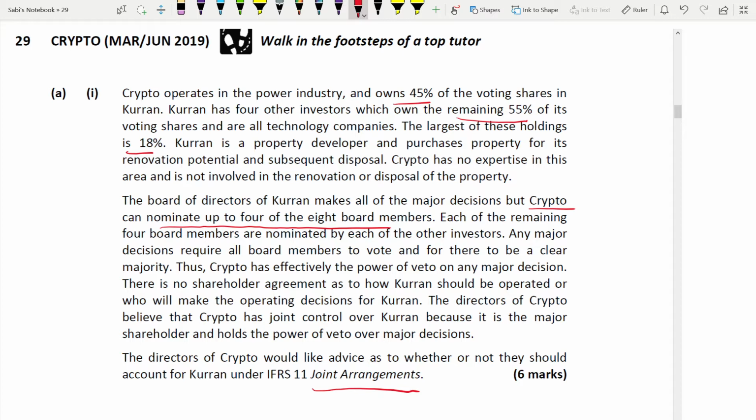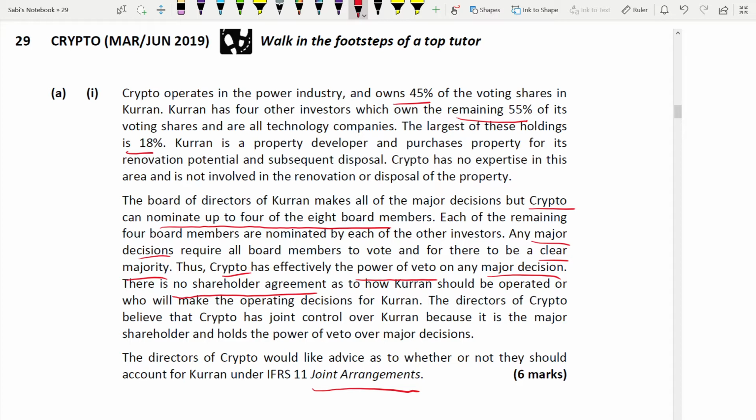And for any major decisions, okay, there has to be a clear majority. But crypto has the power of veto on any major decision. That means if he wants, he can stop any decision from taking place. He has that power. There is no shareholder agreement. This is very important, that he has no shareholder agreement. That means how the operating decisions will be taken, there is no agreement about it. So the directors believe that they have a joint control.